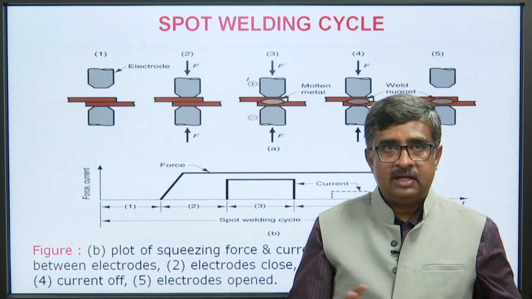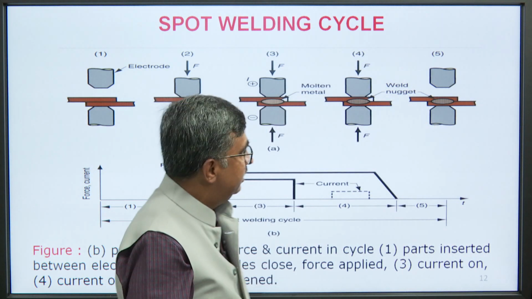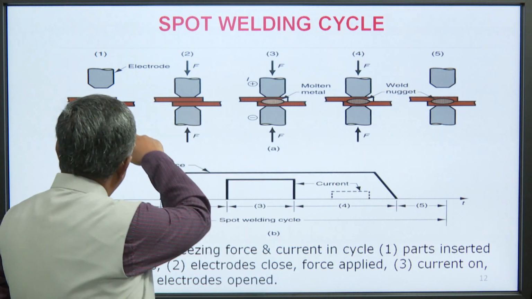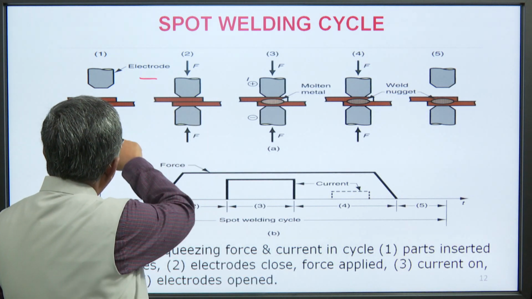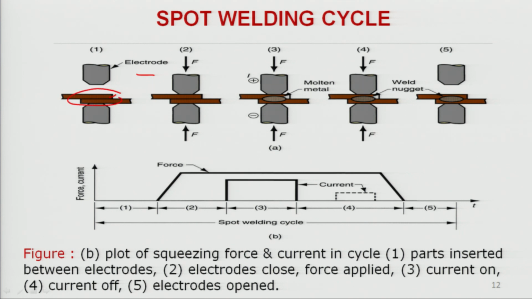So, how does this process occur? Initially, I will start with the first figure. You can see that the electrode is there and this is the workpiece. The workpiece is kept on the electrode in a lap manner. Second, you can see the force is applied when the workpiece is there. Here the molten metal is generated because the current is flowing and the force is still applied. You can see that this continues for a certain time.